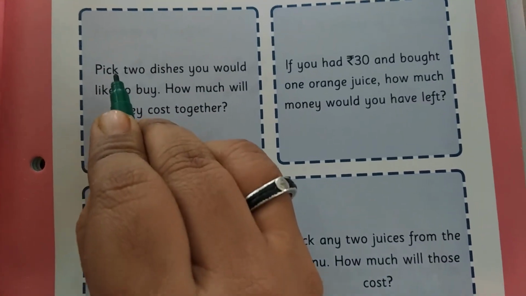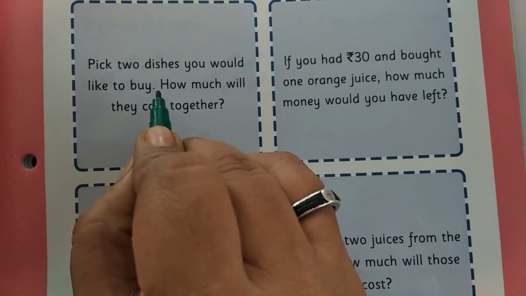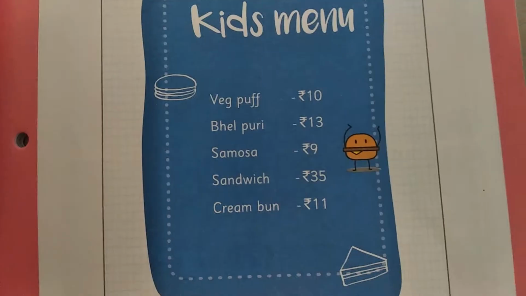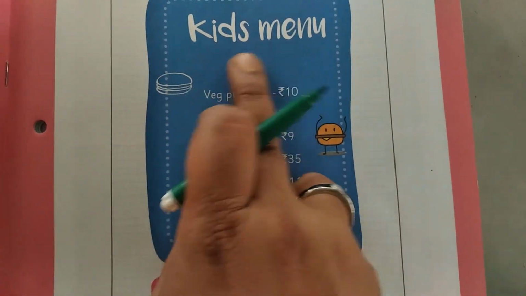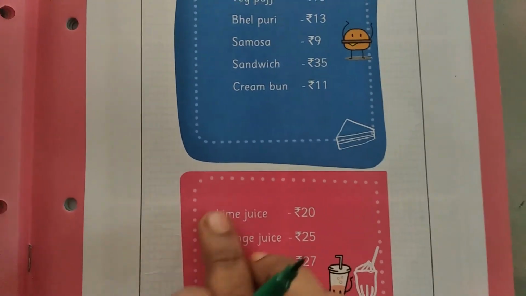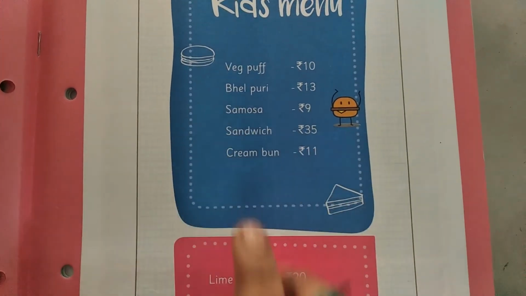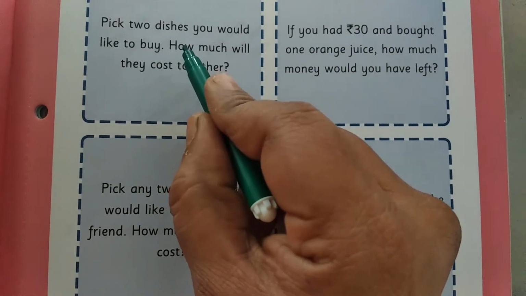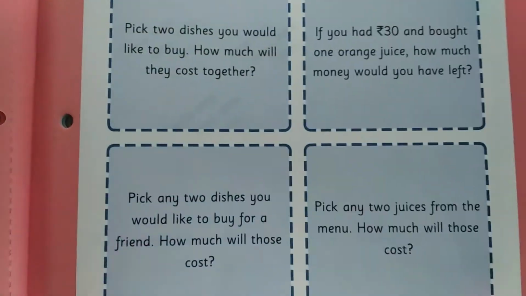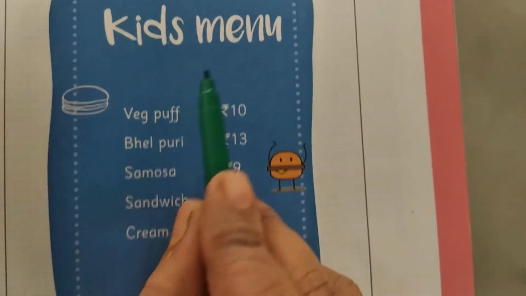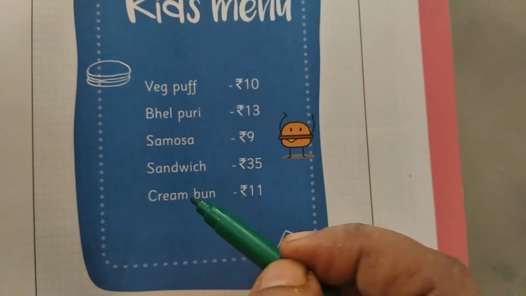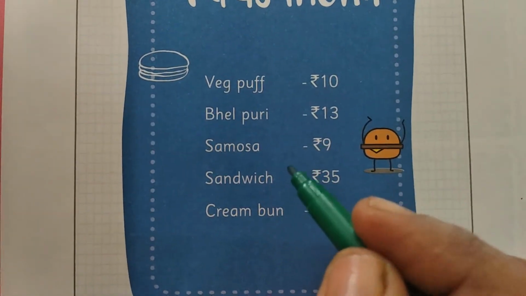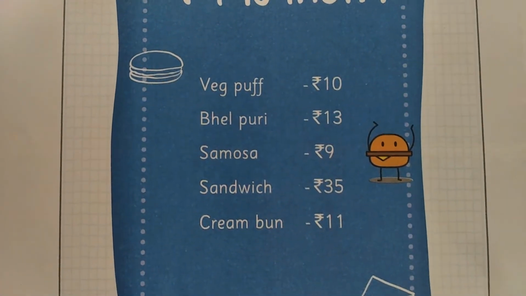What is this? Pick 2 dishes you would like to buy. How much will they cost together? See, 2 dishes they have given. They have given the menu, the kids menu and one more. Out of these two, you can pick any one. Pick 2 dishes. That means, see here, in this kids menu, 3, 4, 5 dishes they have given here. Out of these, you can pick any 2 dishes and you want to find the total.